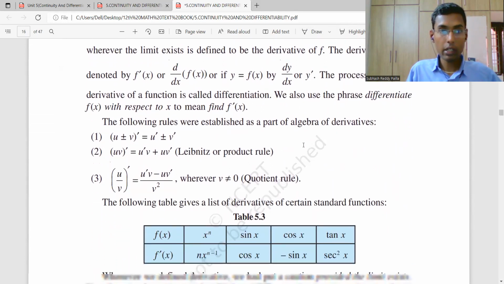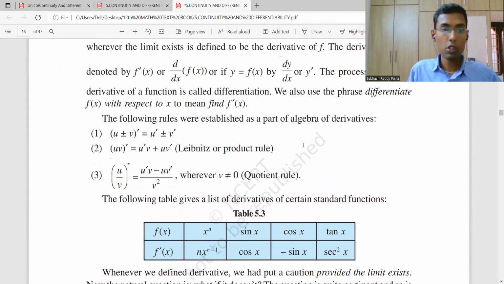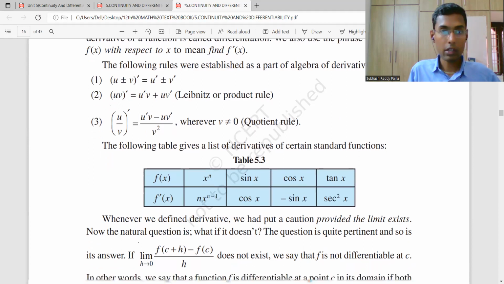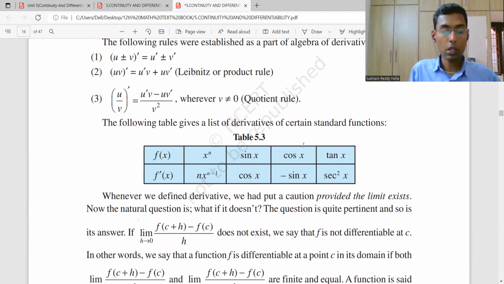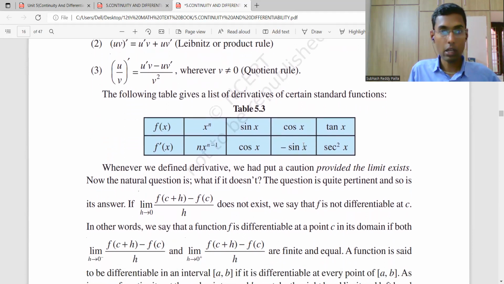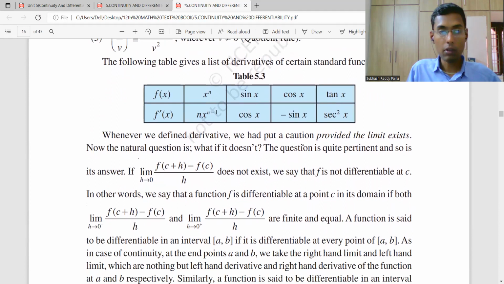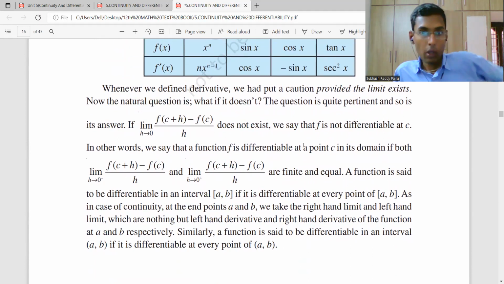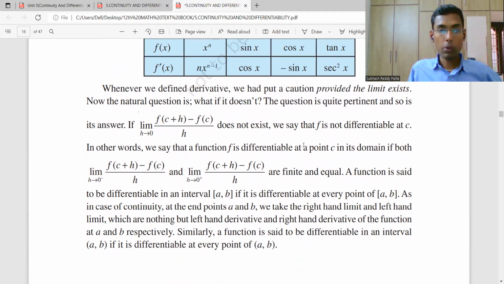So this is what you learned, and then you have differentiation of u plus v is differentiation of u plus differentiation of v. You also have the product rule or Leibniz rule: uv whole dash is u dash v plus u v dash. The quotient rule: u by v whole dash is u dash v minus u v dash by v square. Last time I gave this formula: f of x is x to the power of n, then differentiation is n x power n minus 1. Sin x gives cos x, cos x gives minus sin x, tan x gives secant square x. Similarly, cot x gives minus cosecant square x and so on. So now, what is differentiability?